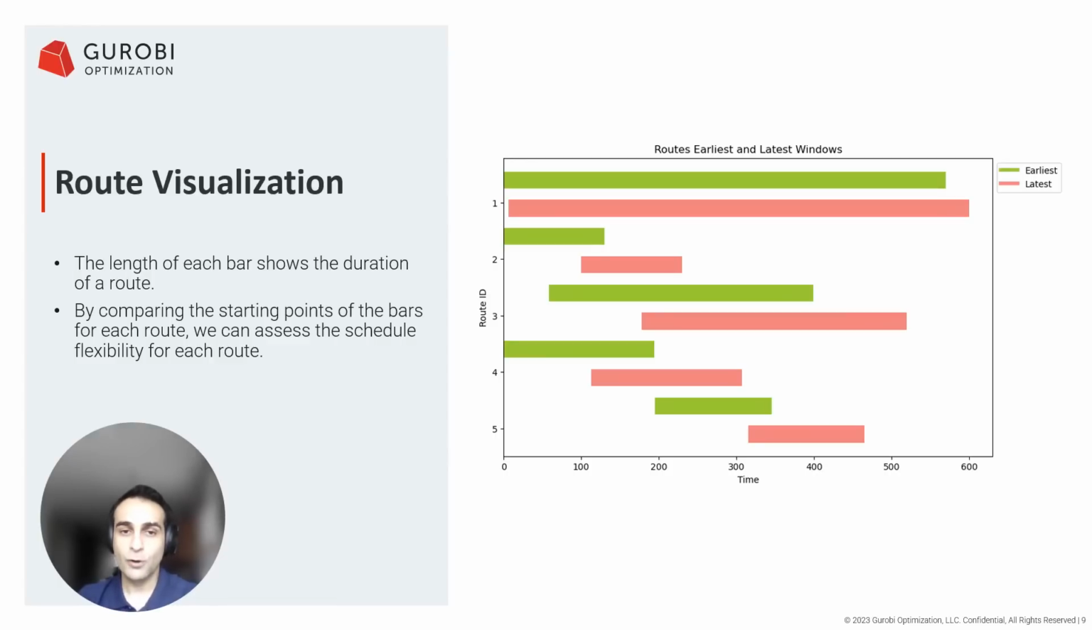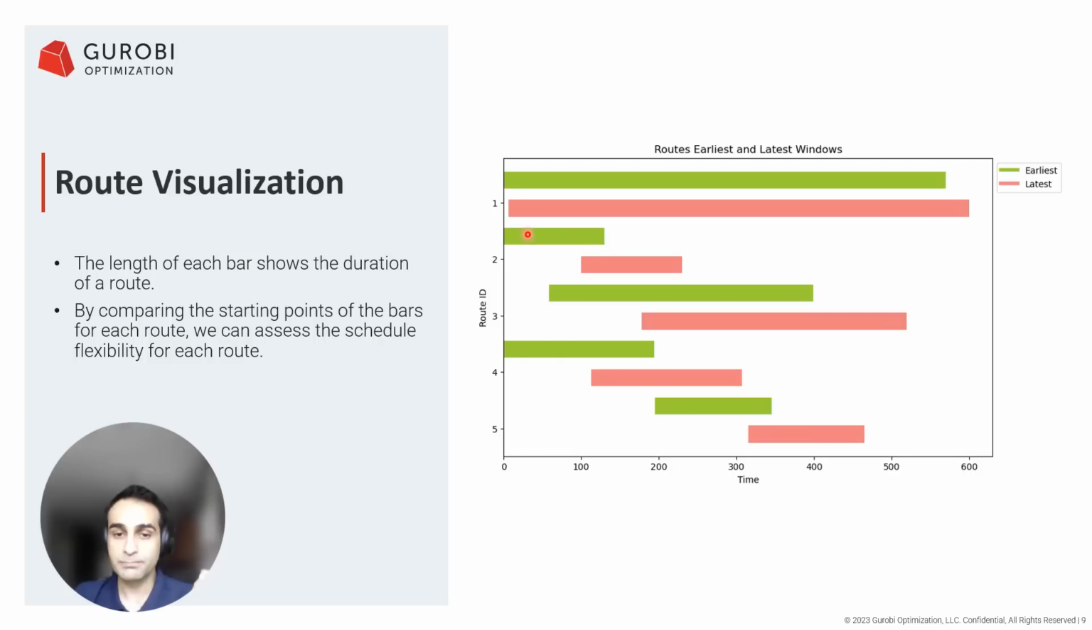So what are we looking at here? For each route, there are 2 bars, because each route has a start to end window, depending on whether the technician leaves at their earliest time or at their latest time. The length of each bar shows us the duration of that route.